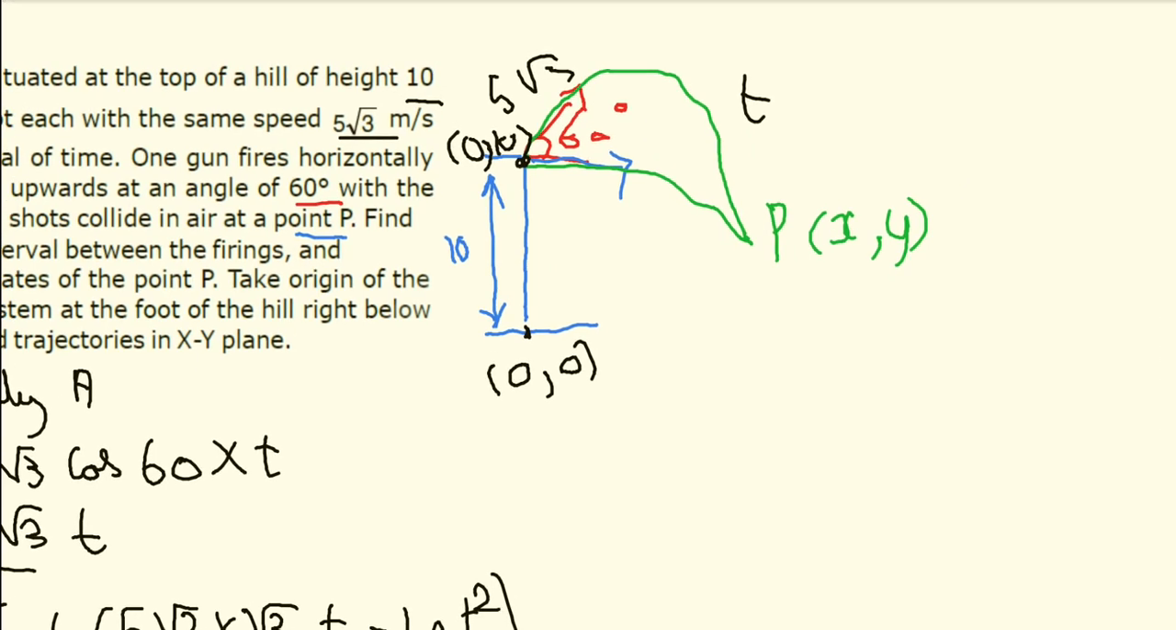Now suppose after time interval t naught, the body B is released. So if the first body travels for time t, the second body is traveling for time t minus t naught. Okay, it is traveling for t naught time lesser as compared to the first body.